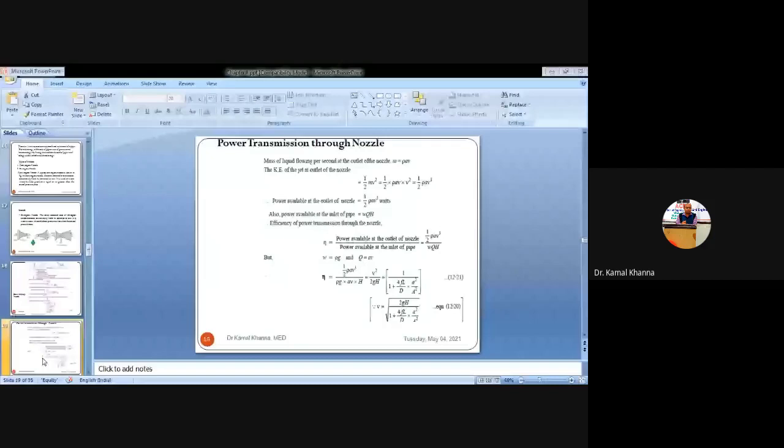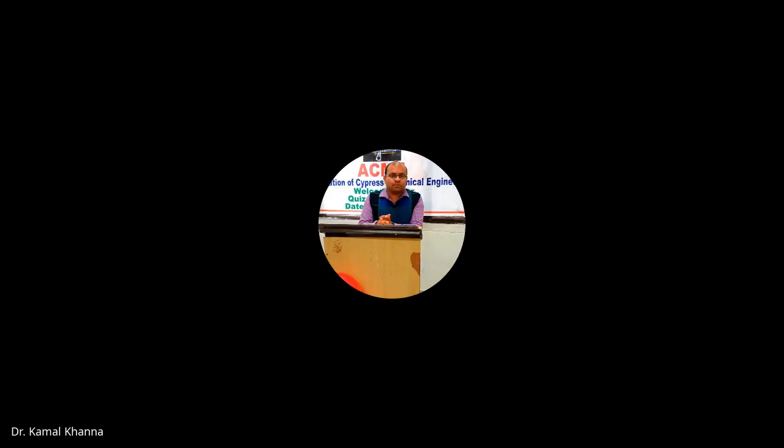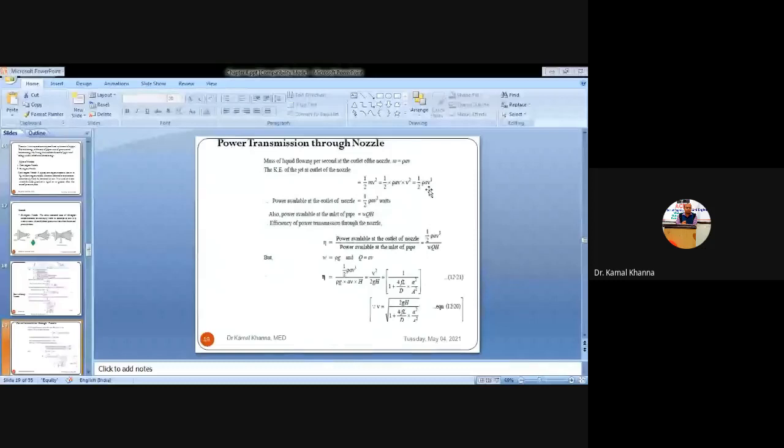Similarly, the power available at the inlet will be the weight of the liquid entering into the pipe, the rate of flow, that is discharge, and H is the head of the liquid at the entry of the pipe. So it becomes equal to W into Q into H.